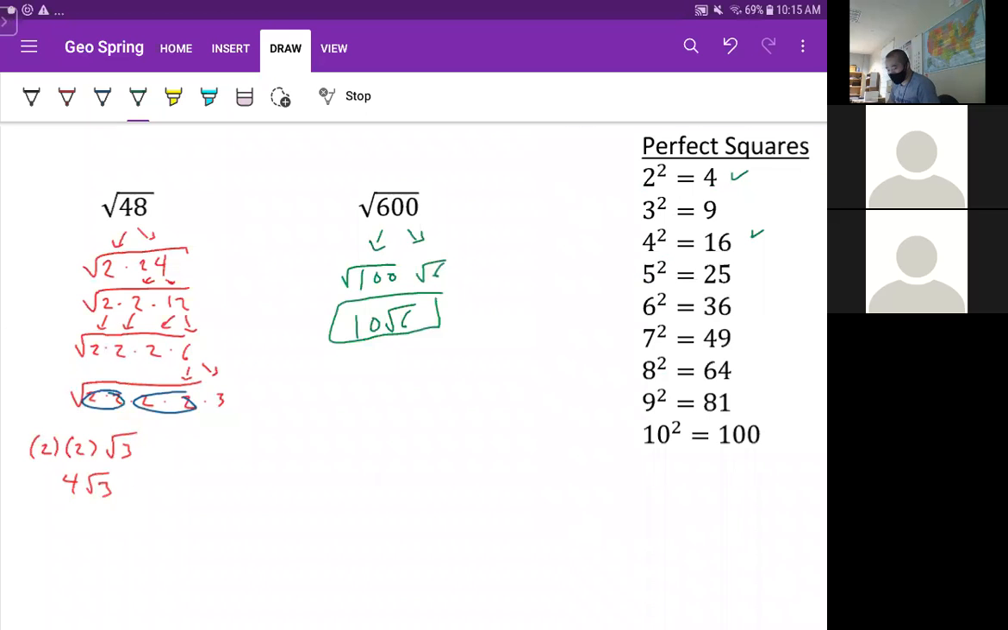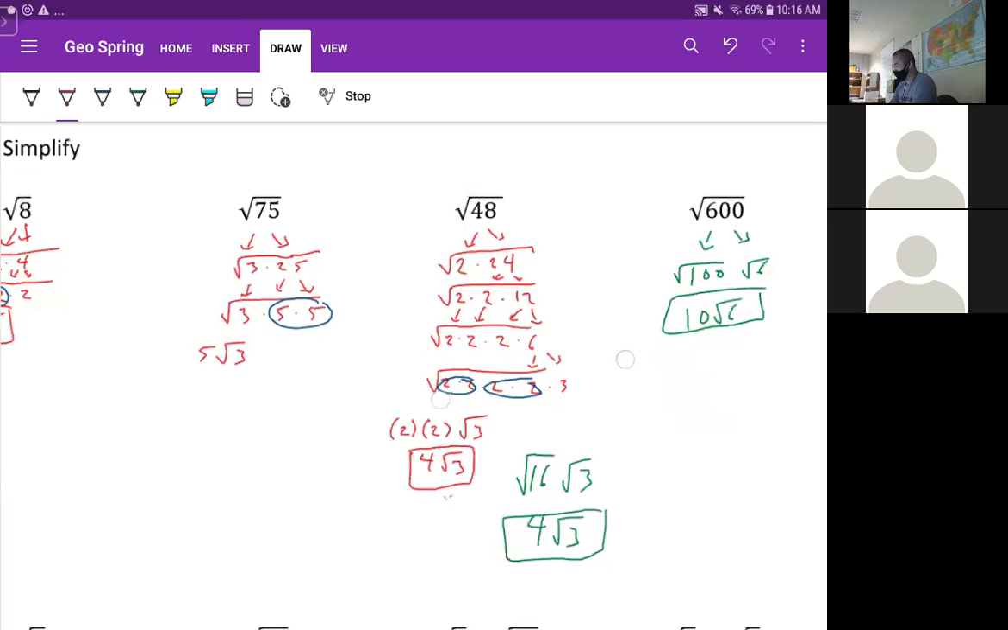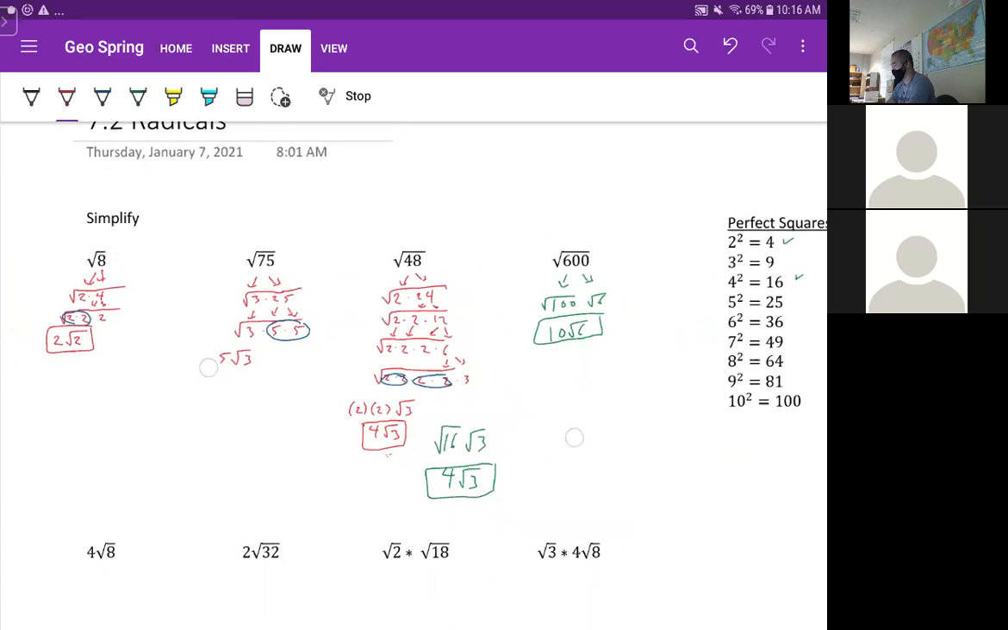So 48 divided by 16. 48 breaks down into 16 and 3. Square root of 16 is 4, so 4 square roots of 3. This gets you the same answer as doing it the easy way. So the simple way was the red one, the fast way is the green one. Either way gets you the same answer. This is how you do those first 8 or so problems. You can do it the red way, which is simple numbers, or you can do it the green way, which is faster. To do it the green way, you have to use these perfect squares over here.